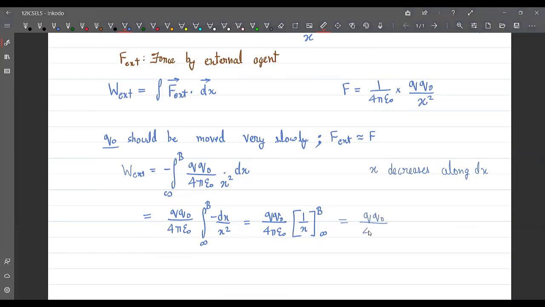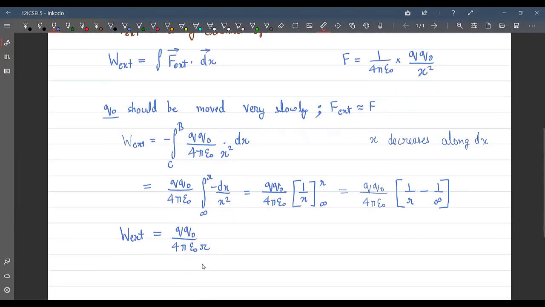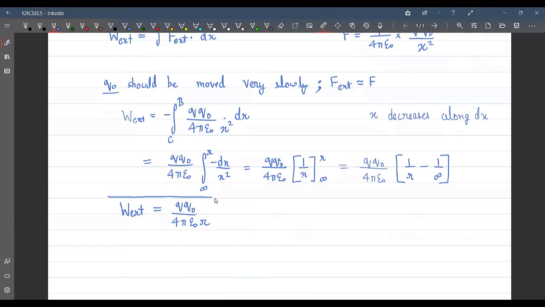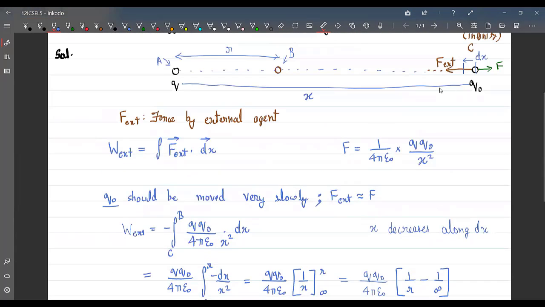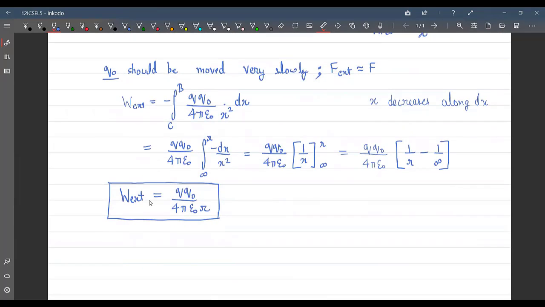So this will be q naught upon 4 pi epsilon naught into 1 by r minus 1 by infinity. If you divide a number by infinity, it will be 0. So your final result is that the work done by the external agent in bringing the charge from infinity to point B is q naught by 4 pi epsilon naught r. This is what you have calculated. The work done is positive. Of course, the force is in the direction of the displacement, so work done should be positive. This is the work done by the external agent.